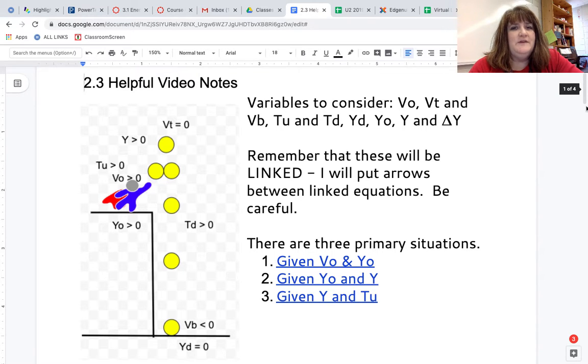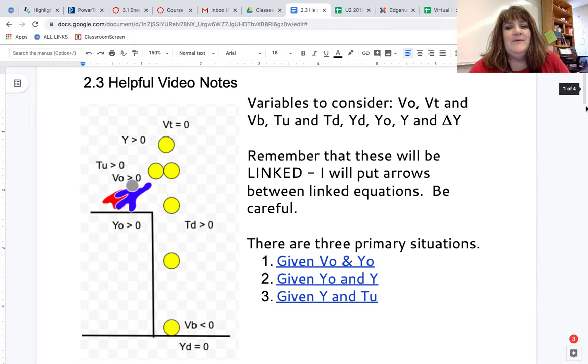2.3 helpful video notes. All right, so in 2.3, remember we're throwing objects up from a height. You have multiple variables to consider, and we're going to work through these problems together, so get your calculator ready. Mine's right here. You need a calculator for this class. Get one. All right, so remember that a lot of these are going to be linked, and I didn't put arrows between these, so be careful.